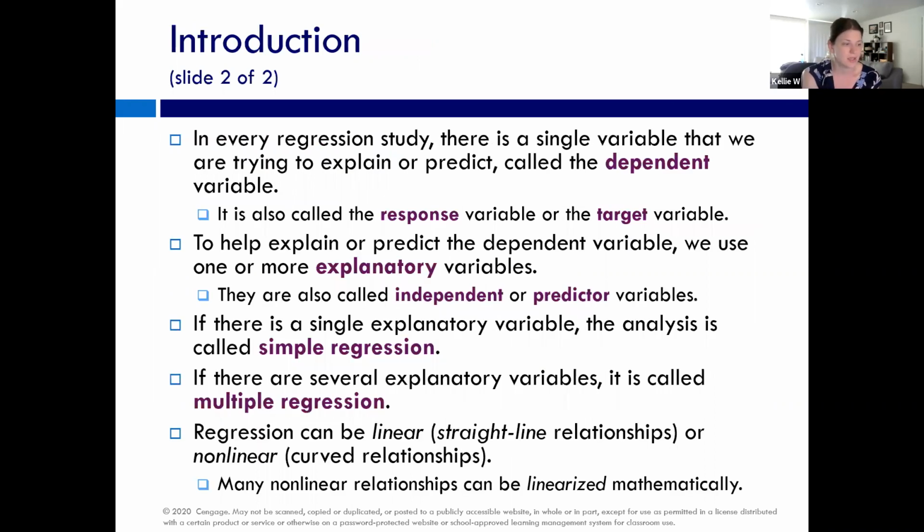But okay, so in every regression study, there's some variable that we're trying to predict, and that's our dependent variable. You might also see it called a response variable or a target variable. And then explanatory variables, which in my field, we call independent variables. Those are the variables we are changing in order to see if the dependent variable also changes in a consistent relationship. So we want to know if the independent variable increases, whether the dependent variable increases by some predictable amount.